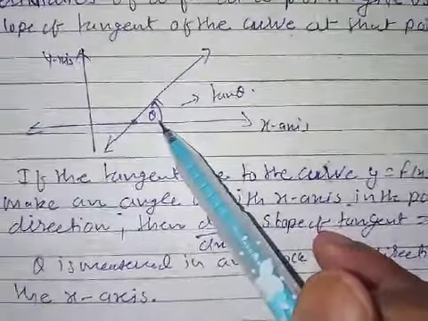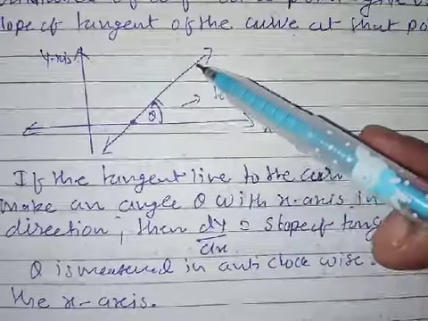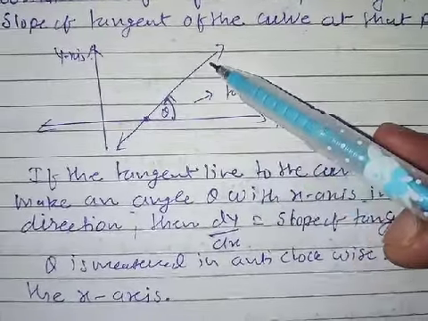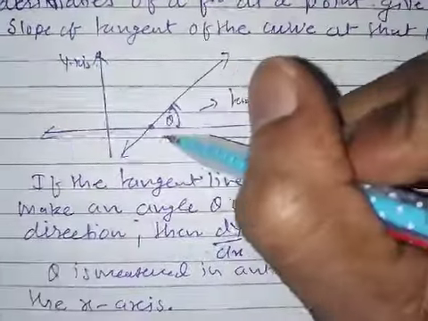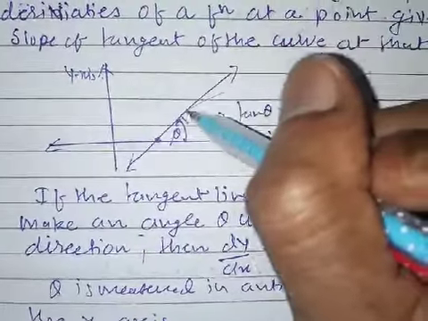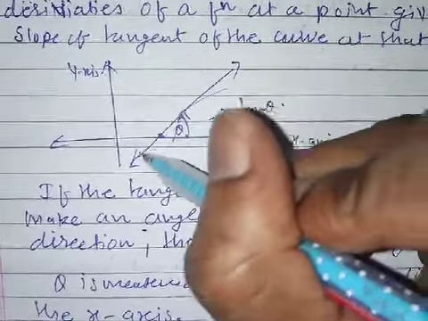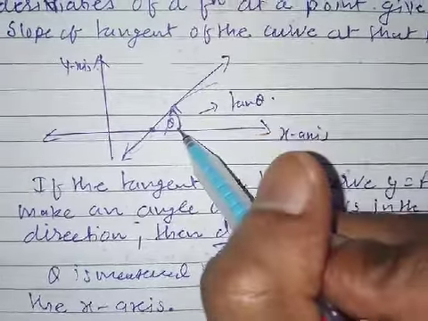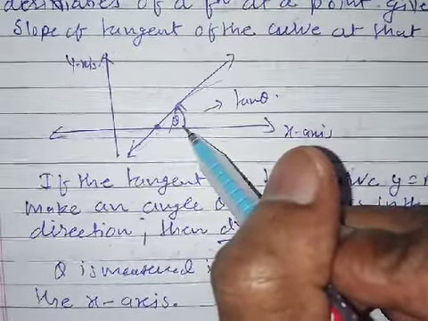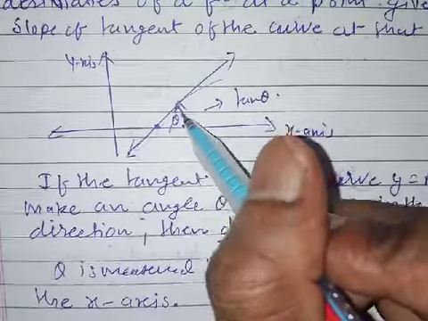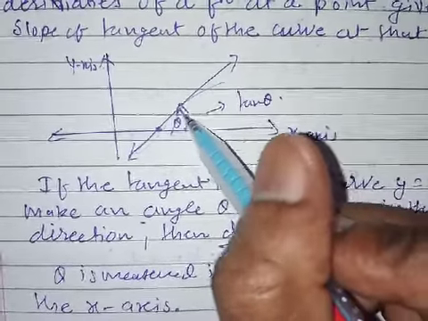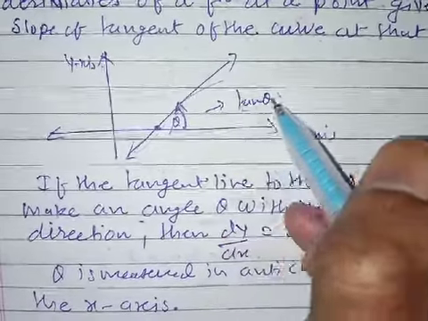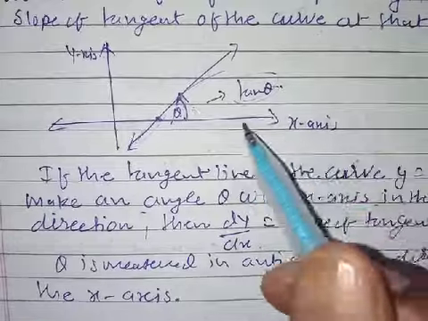Then how to find the slope of a tangent? Suppose this is a curve, and I draw a tangent here, like this. It is intersecting the x-axis, and no equation is given. How do I find the slope of it? It will be the angle with the x-axis in the anti-clockwise direction. Whatever theta value is there, I can take tan theta as the slope of it.